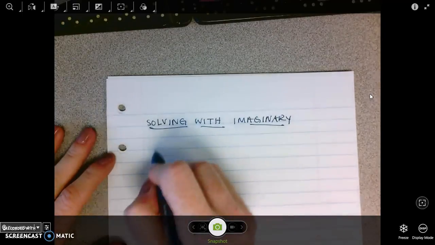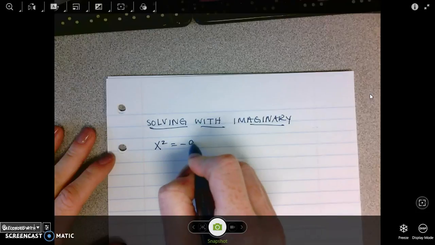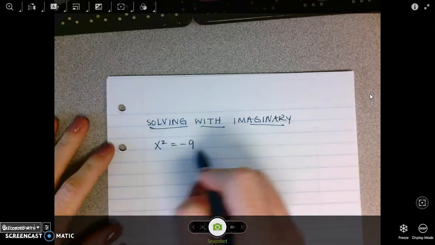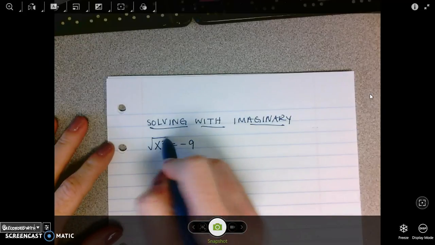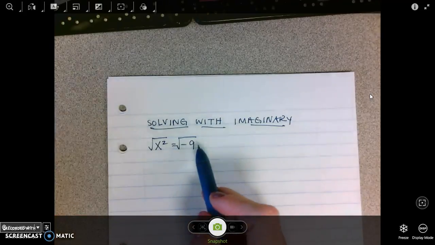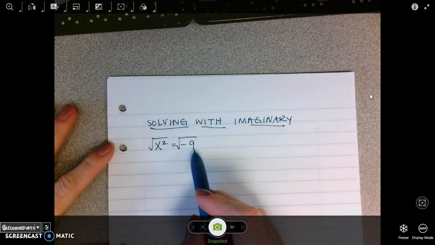Okay, so our first example is x squared equals -9. So before yesterday, we wouldn't have known what to do with a negative value, because when you take the square root of both sides, you end up with a negative, and you can't do that. Well, now we know that we can pull the i out.